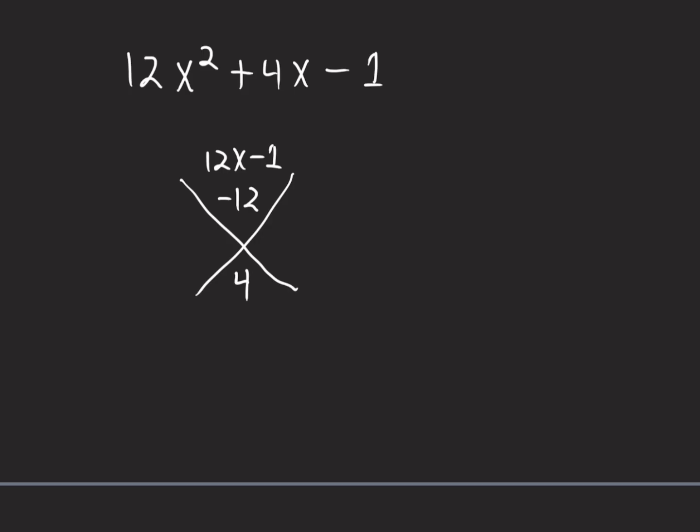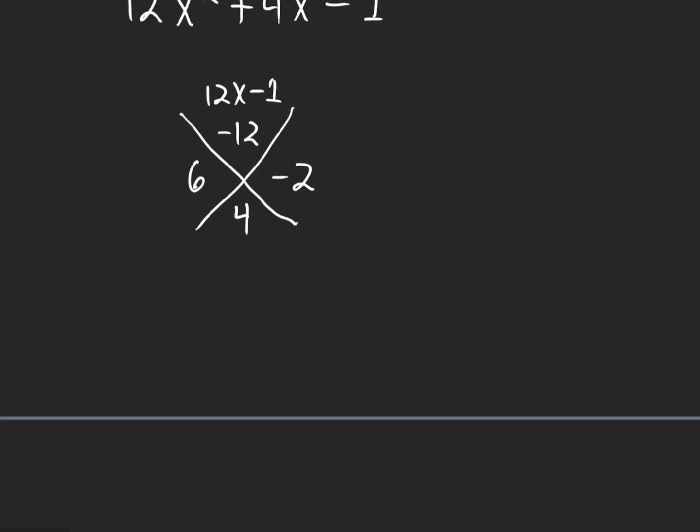So let's think here. How about 6 and -2? Right, so those will multiply to -12 and add to 4. So now we're going to write out again, except instead of that middle term we started with, we write plus 6x minus 2x, and we keep that -1.